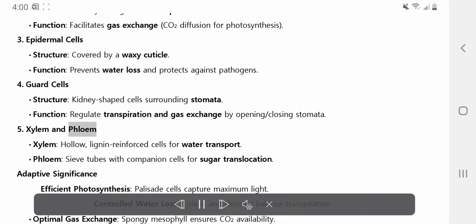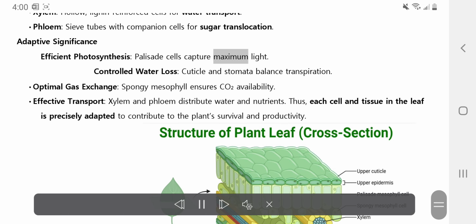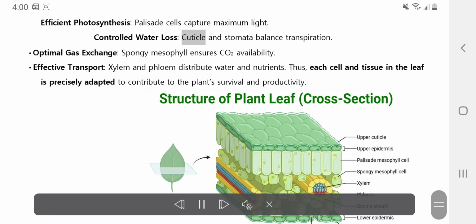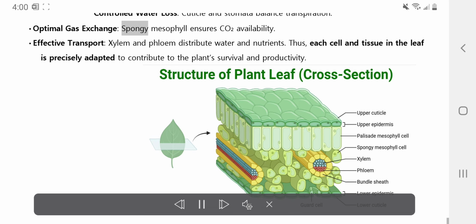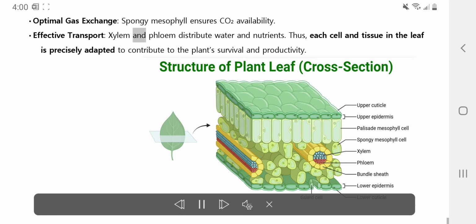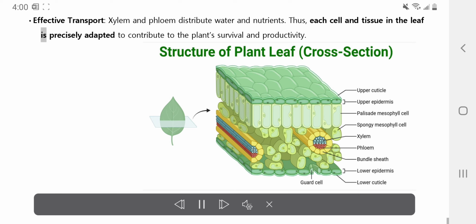Xylem and phloem. Xylem: hollow, lignin-reinforced cells for water transport. Phloem: sieve tubes with companion cells for sugar translocation. Adaptive significance. Efficient photosynthesis: palisade cells capture maximum light. Controlled water loss: cuticle and stomata balance transpiration. Optimal gas exchange: spongy mesophyll ensures CO2 availability. Effective transport: xylem and phloem distribute water and nutrients. Thus, each cell and tissue in the leaf is precisely adapted to contribute to the plant's survival and productivity.